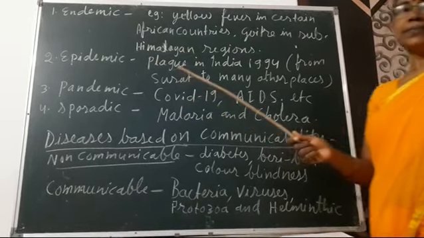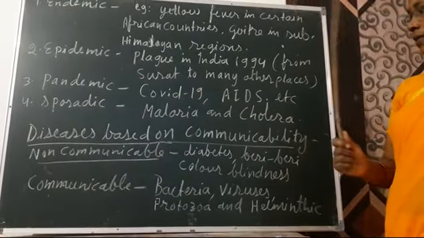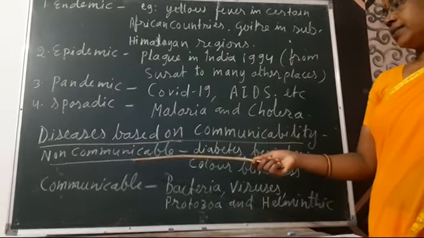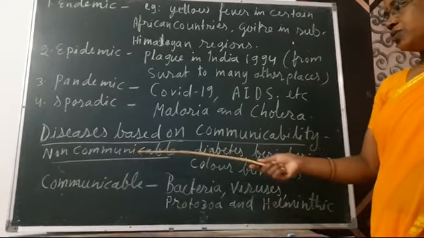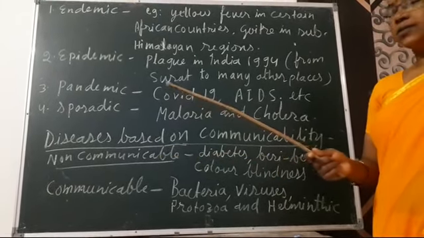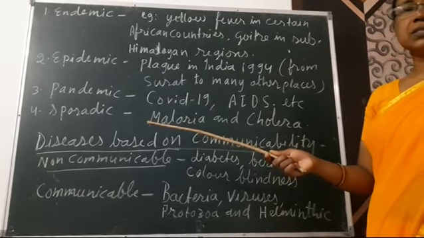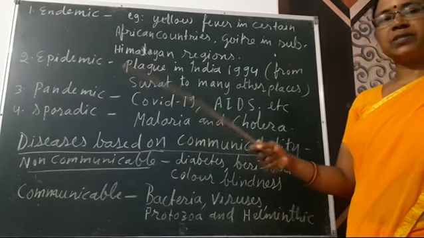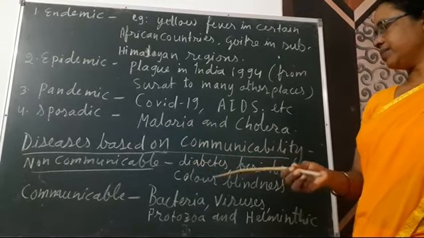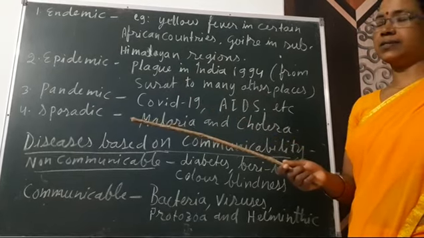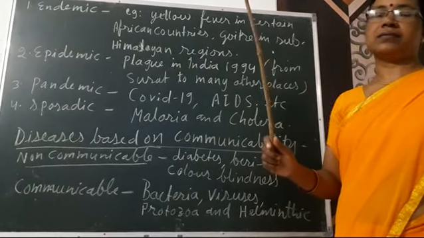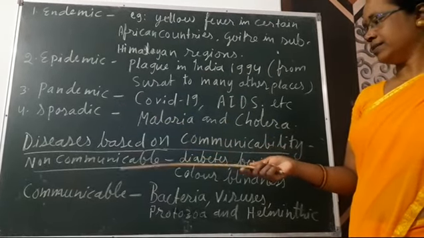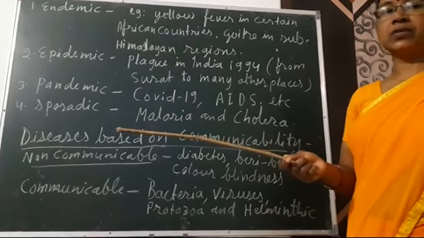Next we will see about the communicable diseases. Non-communicable diseases are not in the syllabus, so only little information is needed. That is, examples which do not spread from person to person: diabetes, color blindness, heart attack, etc. But communicable disease, which is spread from one person to another person, we have to study in detail, and that is caused by bacteria or viruses.